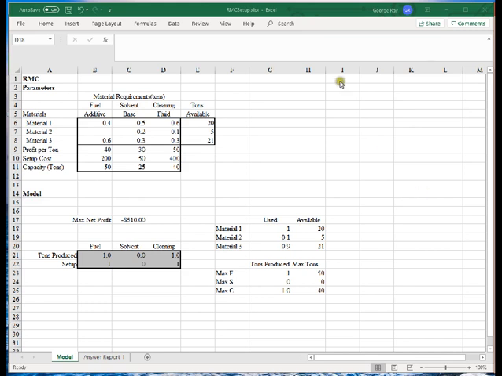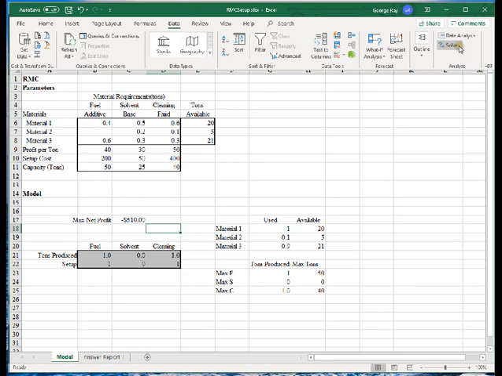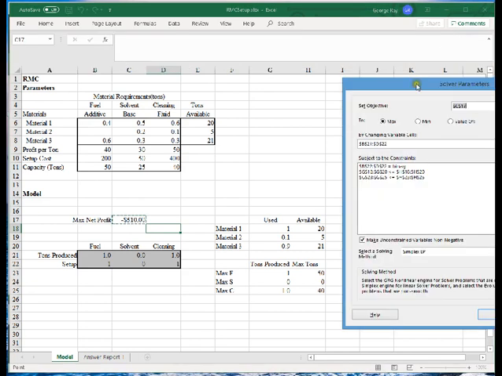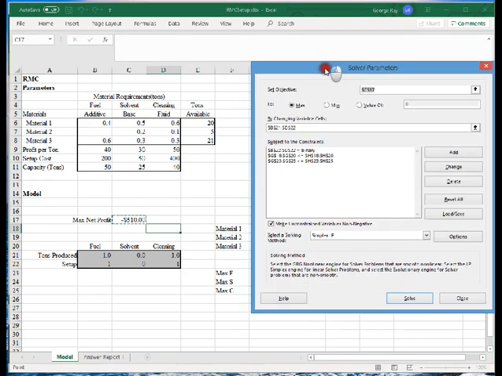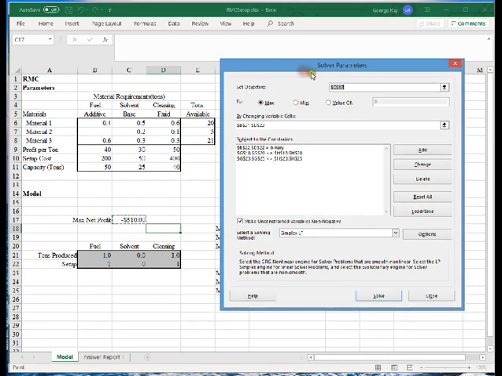So let's take a look at how this translates into our solver. Okay, and let me move this around. So our objective is going to be C17, the maximum net profit. We're going to do that by changing the variable cells B21 to D22. And that's this particular list in our Excel table.